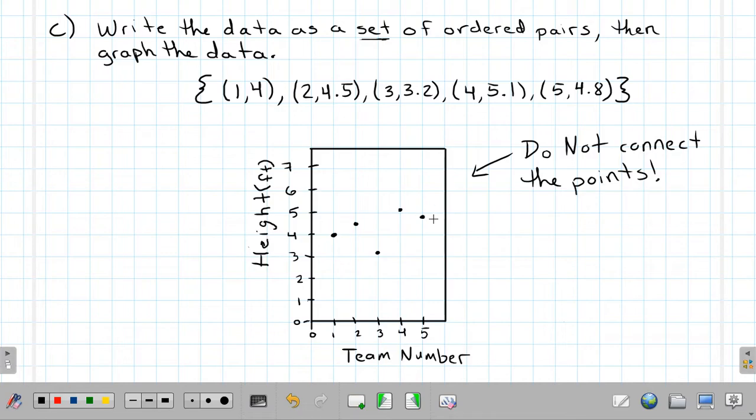There's not an infinite number of teams, because if we drew the line here, then we would be saying, oh, there's a team 1.1 and a team 1.2 and a team 1.3 and a team 1.11 and a team 1.12 and a team 1.13. Okay, so you're saying there's an infinite number of teams. Well, we don't have an infinite number of teams. We have a countable number of teams. Okay, so do not connect the points, because we can count the teams.